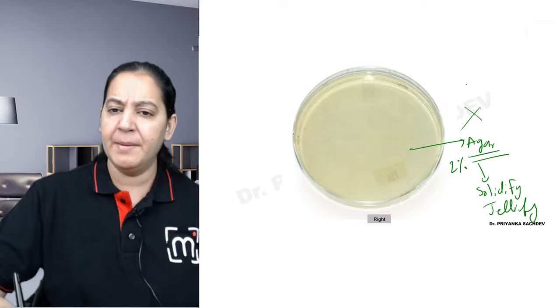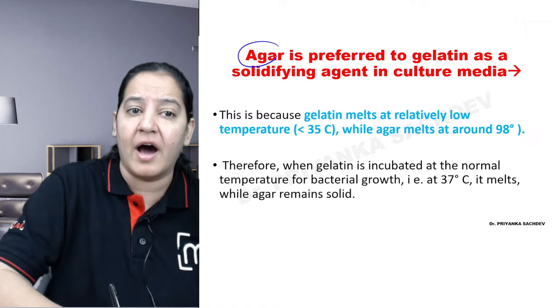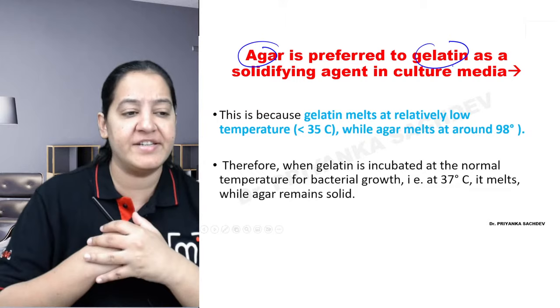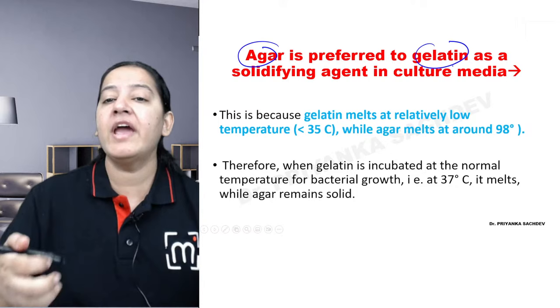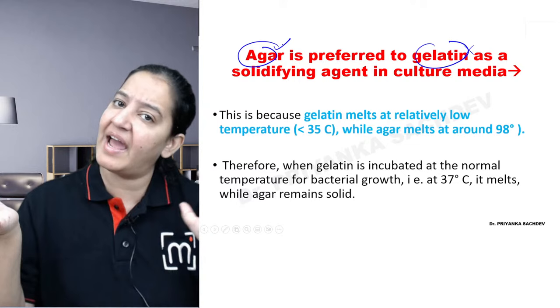Room temperature never reaches 98 degrees. Now it is an MCQ. It is asked in the exam why we use agar in preference to gelatin. Gelatin is also a solidifying agent. Then why don't we use gelatin? Does anyone know? Ram, Padmavati, Sadhav, does anyone know the answer? Why don't we use gelatin, but use agar to solidify the culture media? Both are solidifying agents. Gelatin also solidifies the culture media like agar.